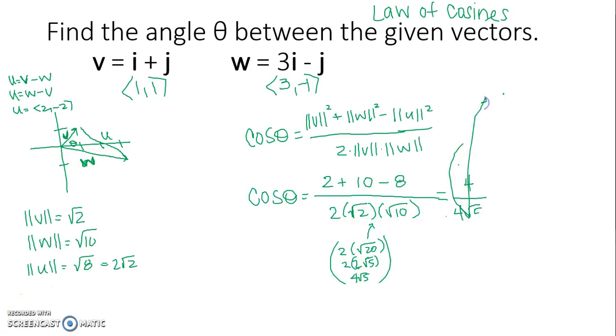So I did go ahead and simplify my denominator down here. This is now 4 radical 5, which would become 1 over radical 5, which is radical 5 over 5. I go through all that work, and unfortunately that's not on my unit circle anywhere, so I am going to be doing cosine inverse to get my angle. When I do that, theta equals 63.43 degrees.